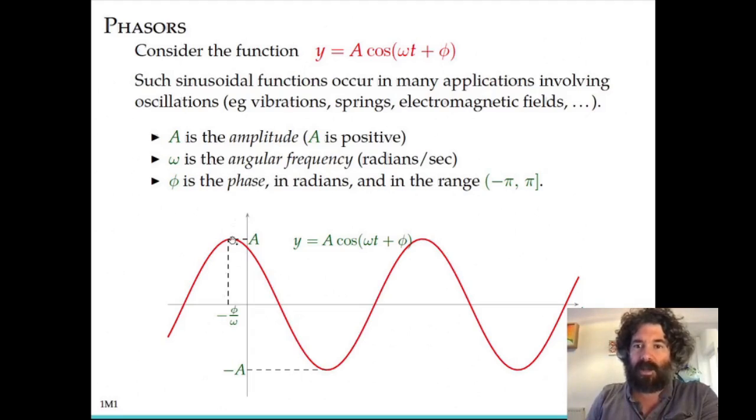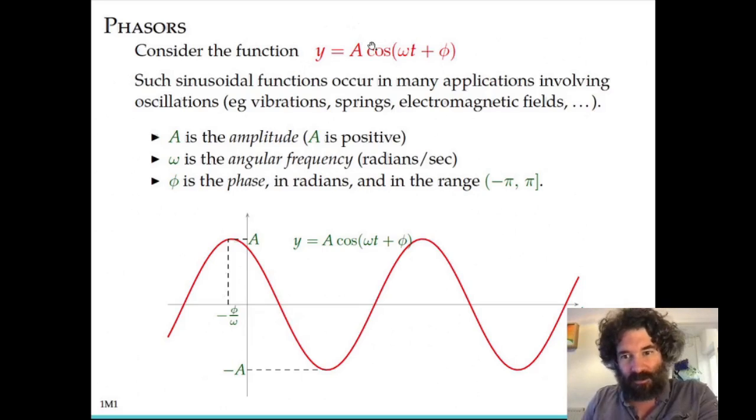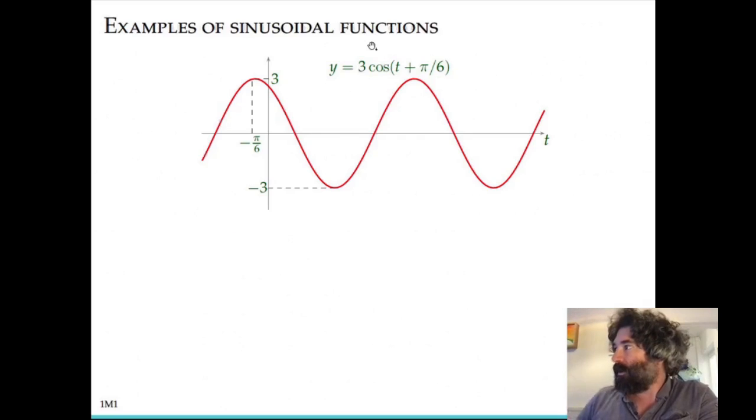So note, I call them sinusoidal, but you may notice that they're defined in terms of cosine functions. However, the sine function is the cosine function translated by pi over 2. And so it's really the same to define them in terms of cosine or sine. And we use cosine by convention. All right, so here are some examples of sinusoidal functions.